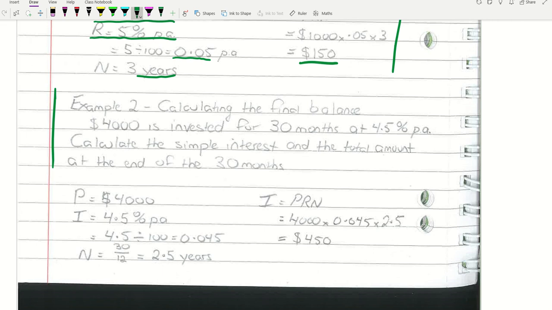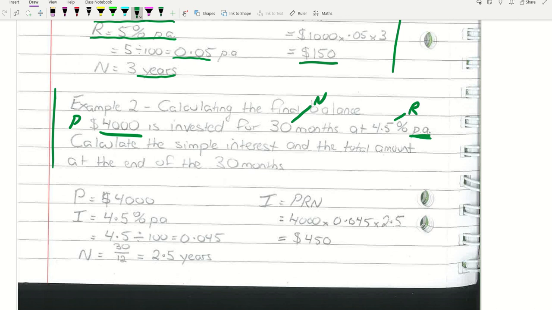You can pause it. So $4,000, that's our principal, is invested. So we know that's our P. For 30 months at 4.5% per annum, calculate the simple interest and the total amount at the end of the 30 months. So this here is our time period, and this here is our rate. Now look, this is per annum, so we need that 30 months to be in years.